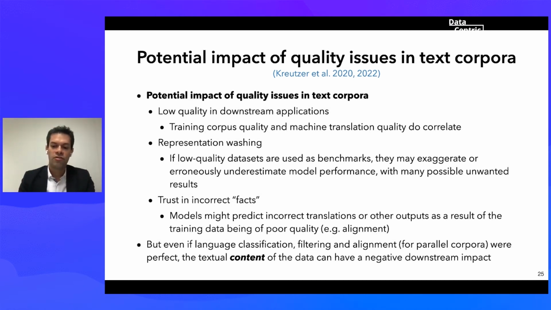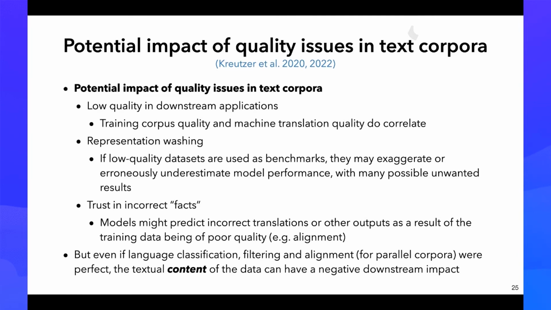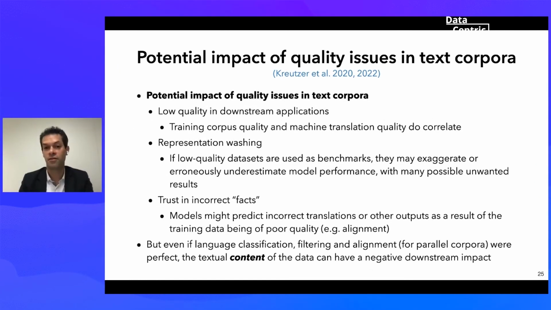Now, these quality issues have a potential impact on everything that we do. First of all, if you have quality issues in the text corpora that you use to train your models, you might end up with low quality in downstream applications. Of course, for instance, training corpus quality and machine translation quality do correlate, and that is shown in the paper.